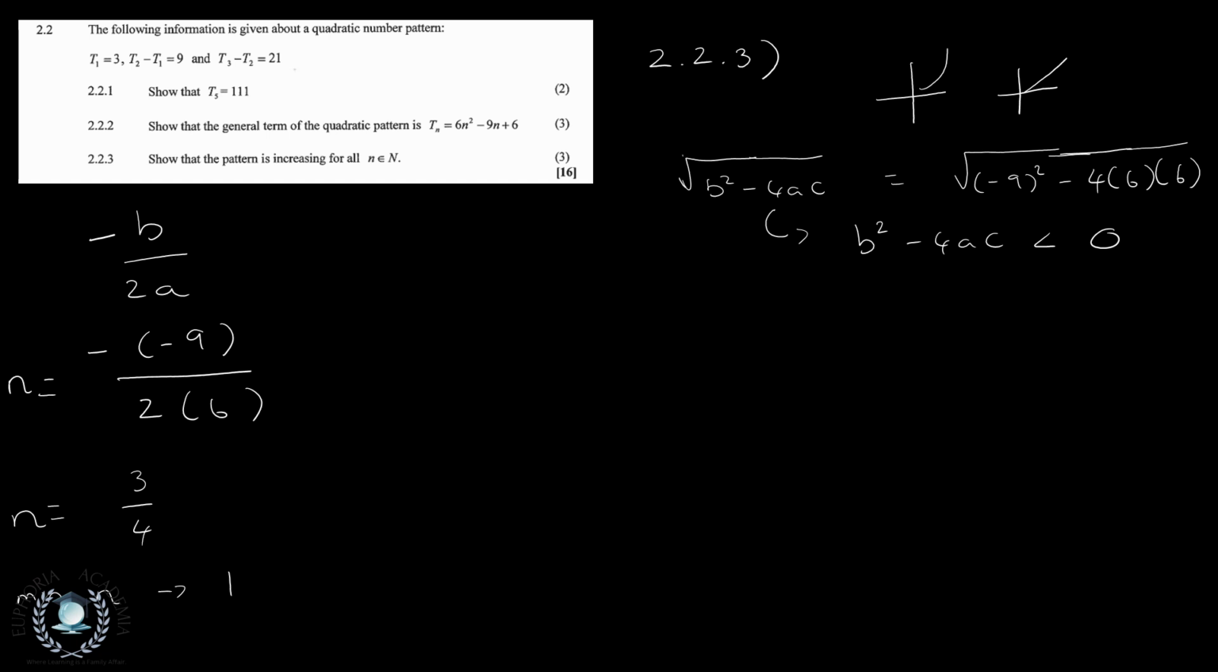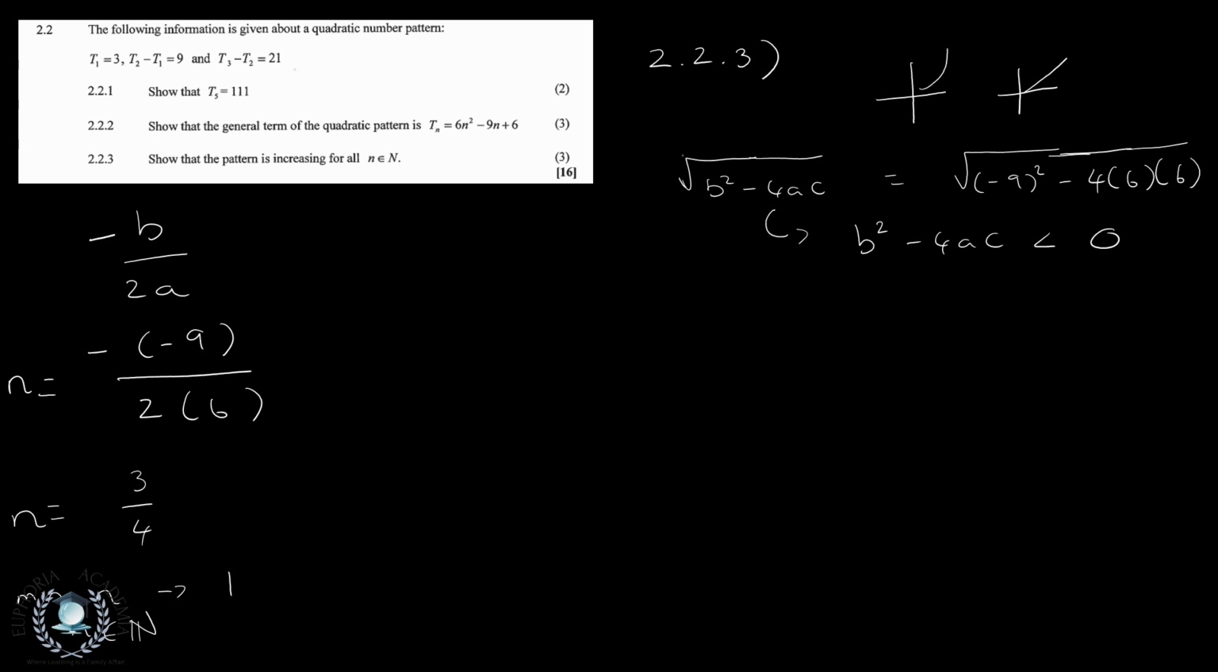It has to be 1 because that's where we're going to begin. We can't say 3/4, but the next natural number is 1. And for n being all natural numbers, we already know that n starts from 1, right?